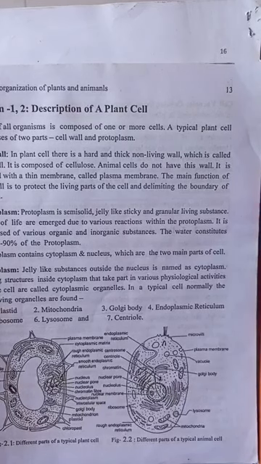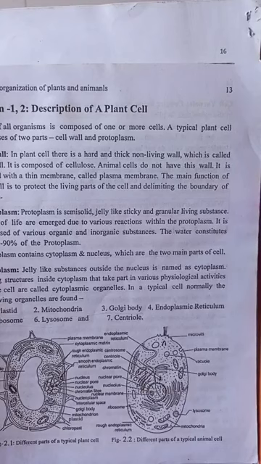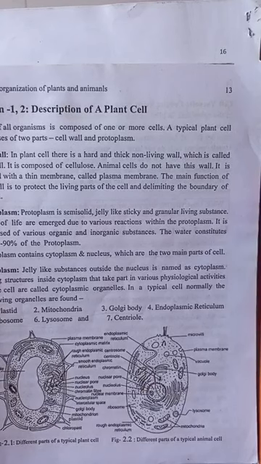Cell wall. In plant cell, there is a hard and thick non-living wall which is called cell wall. It is composed of cellulose. Animal cells do not have this wall. It is covered with a thin membrane called plasma membrane. The main function of cell wall is to protect the living parts of the cell and delimiting the boundary of the cell. Cell wall is the cover of any cell, just like bark of the tree.